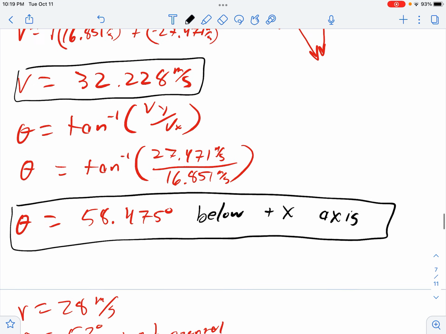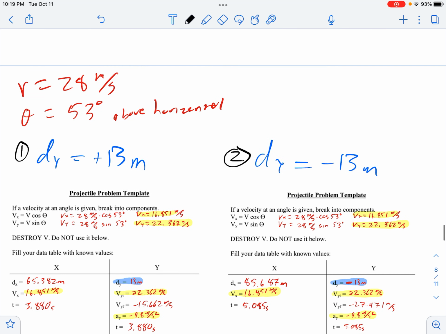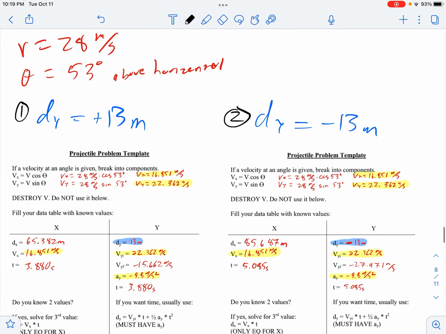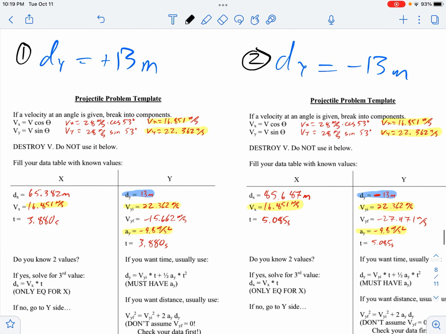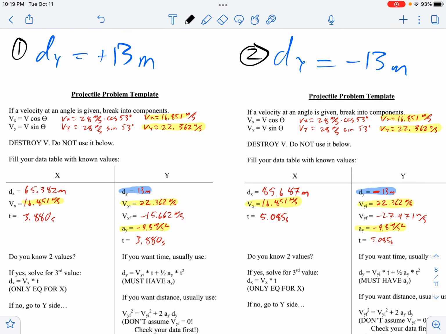Okay, so I just took those initial conditions. So there's the 28 meters per second and 53 degrees, and I have kind of a side-by-side comparison, just so you can see what stays the same and what's different. When we change that one little number, that little dy, the components stay the same. We got the same acceleration of gravity. But once you change that vertical displacement, that starts changing everything else: how long it's in the air, its horizontal displacement, how fast it's going.